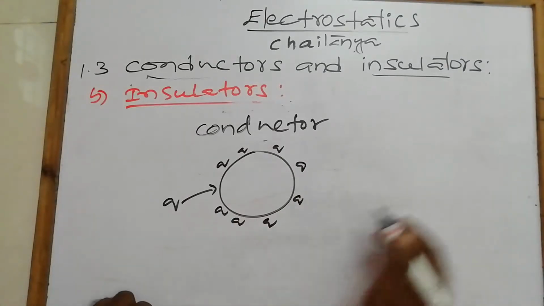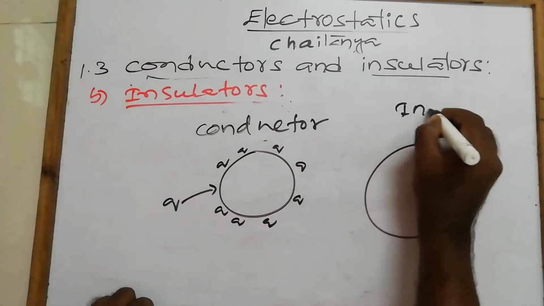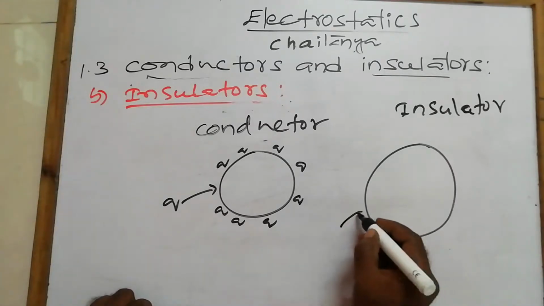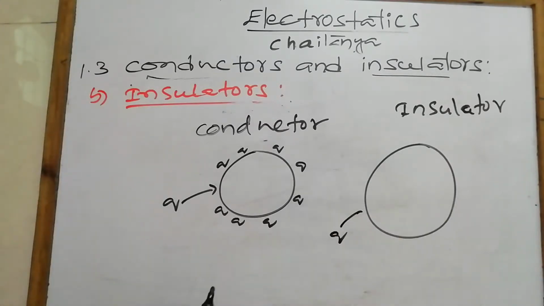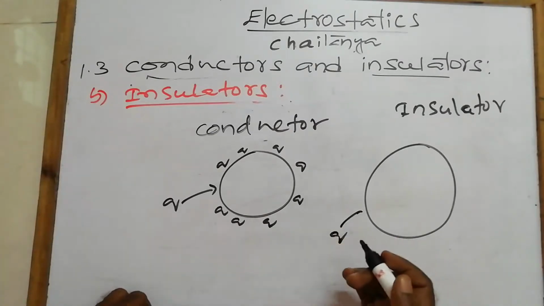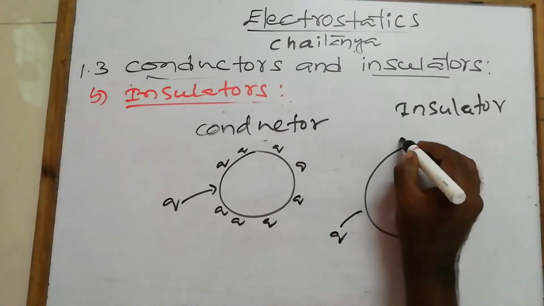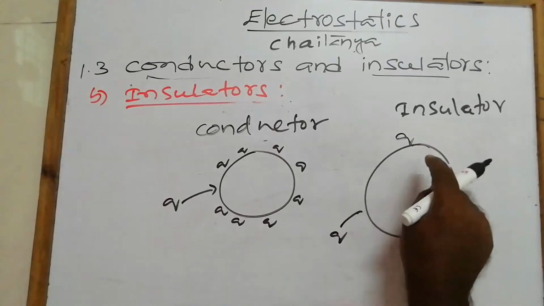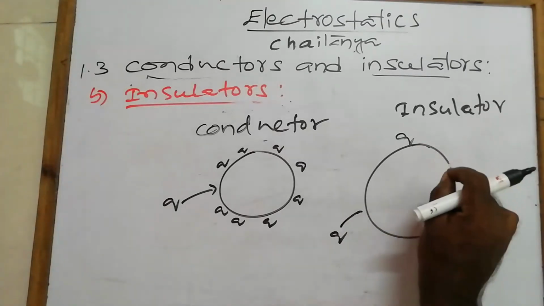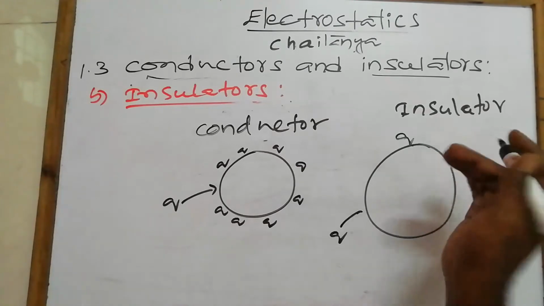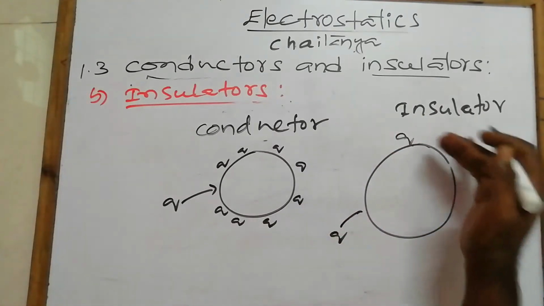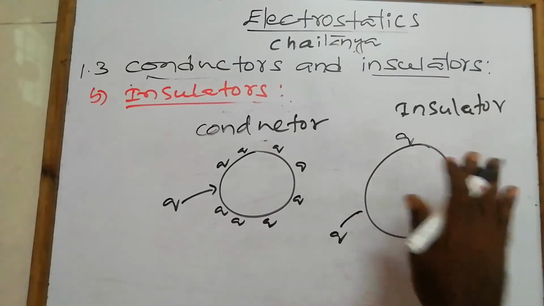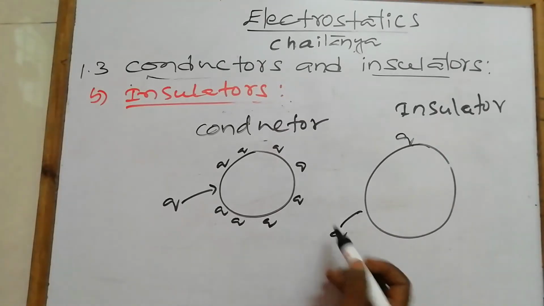Now consider an insulator. If some charge is placed on the surface of an insulator, somewhere here, then this charge always stays at the same place. The charge never distributes over the entire surface of the insulator. Where the charge is placed, it stays there. That is the difference between a conductor and an insulator.